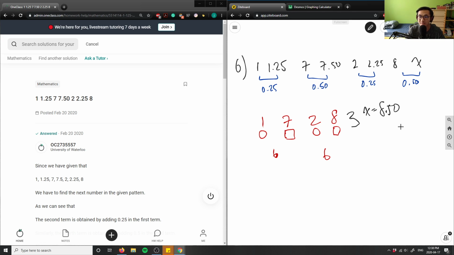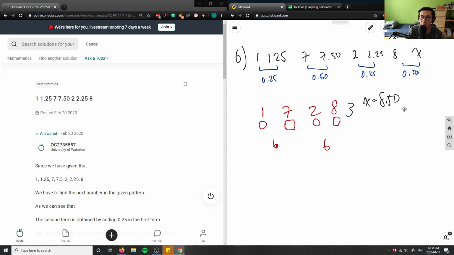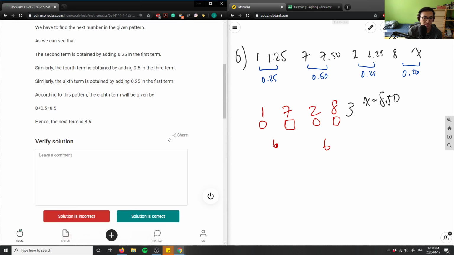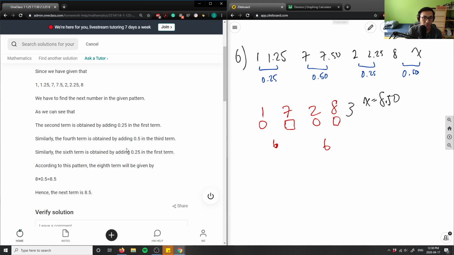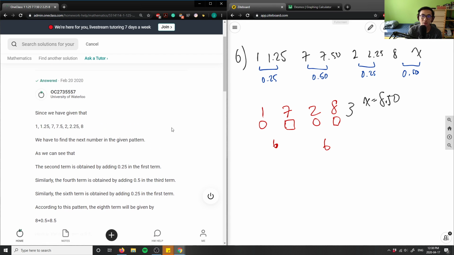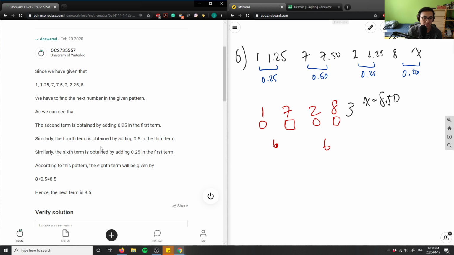3 would be my next number after 8.0, and then it would be 3.25, and so on and so forth. So what we can do is actually write an algebraic equation. Let me see if they do that here. I don't think they do that here, but they just use logic like I did to solve for this one. It says here, second term is obtained by adding 0.25. That's good. Fourth term is 0.5, and then the sixth term is 0.25.